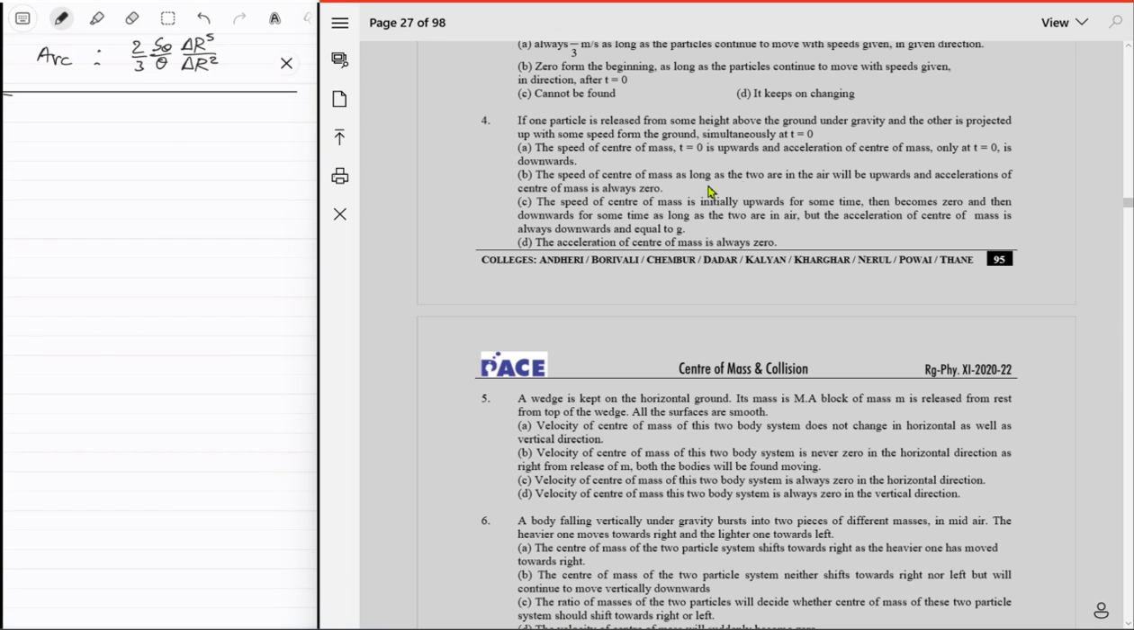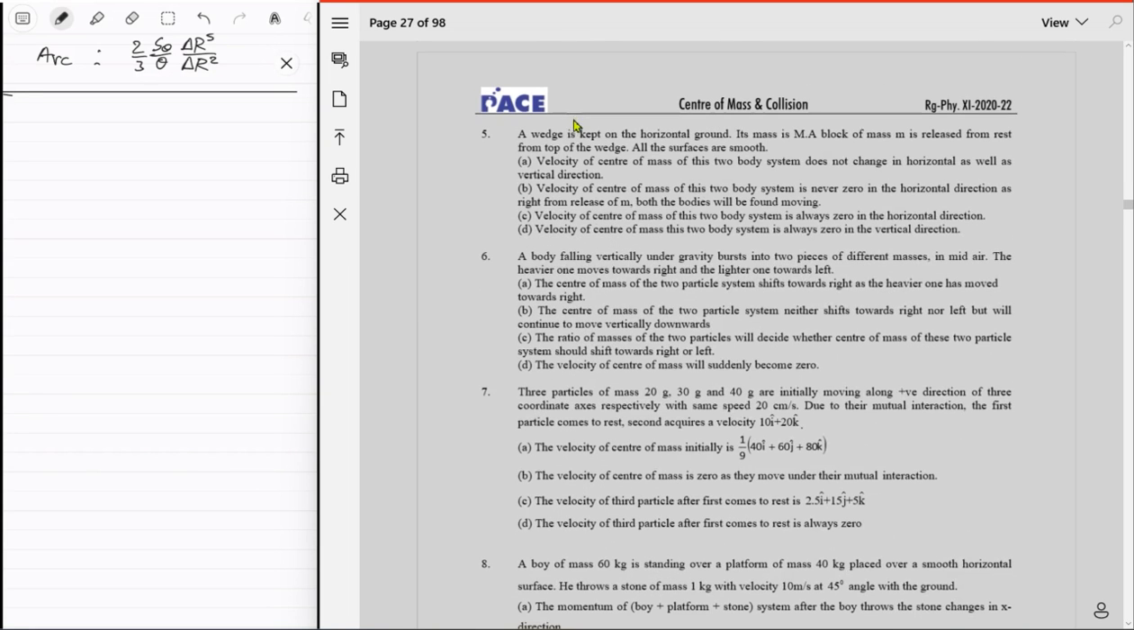The speed of center of mass as long as the two are in air will be upwards, and the acceleration of center of mass is always 0. Look, the acceleration is not 0, it's just negative g downwards. The speed of center of mass is initially upwards for some time, then becomes 0. I guess, yeah, because it's initially positive, then it has to become negative because g is negative, right? So at t equal to infinity it becomes negative. Acceleration of center of mass is always downwards. So C is the most correct option. Yeah, and also A, whatever. The acceleration of center of mass is always 0. That's just stupid.